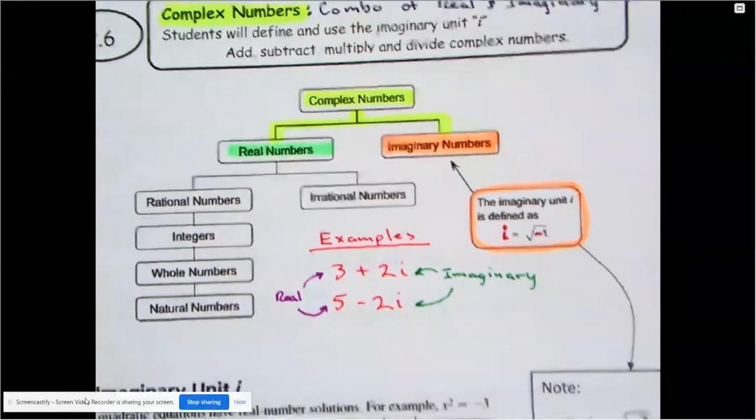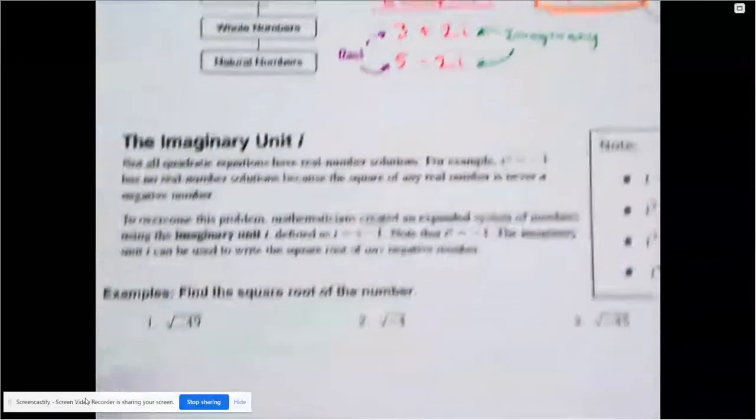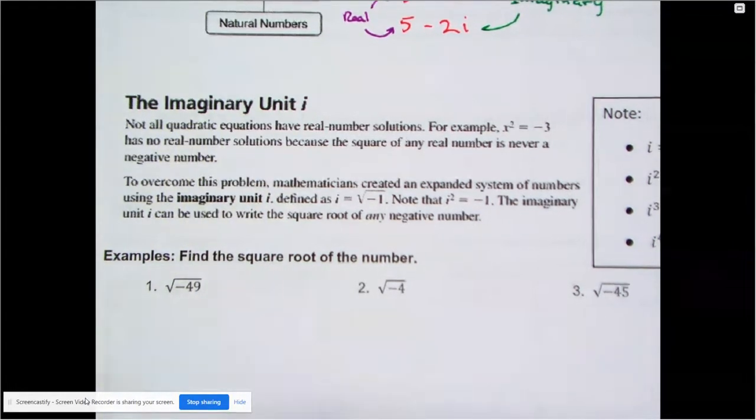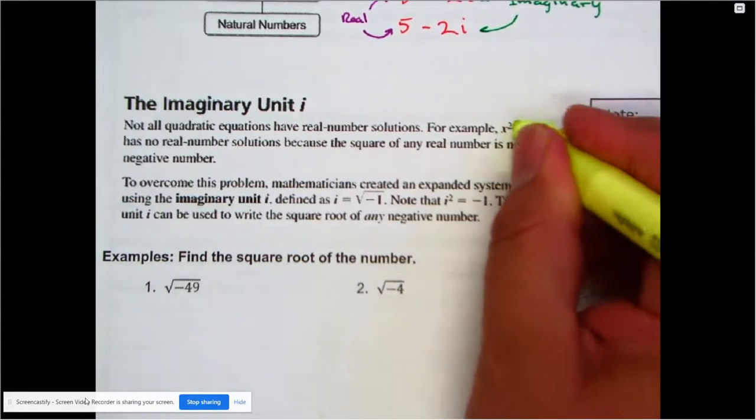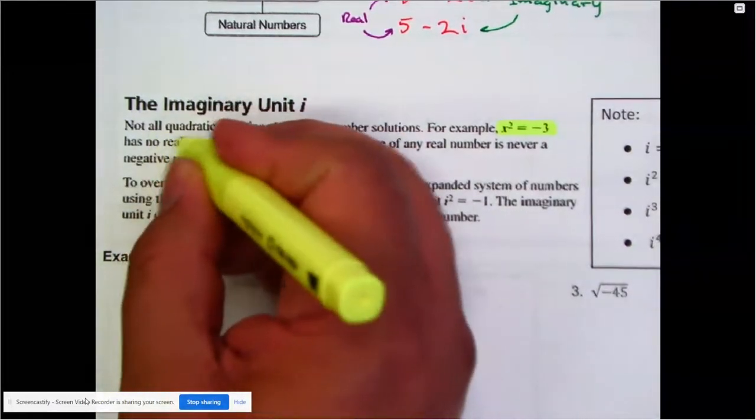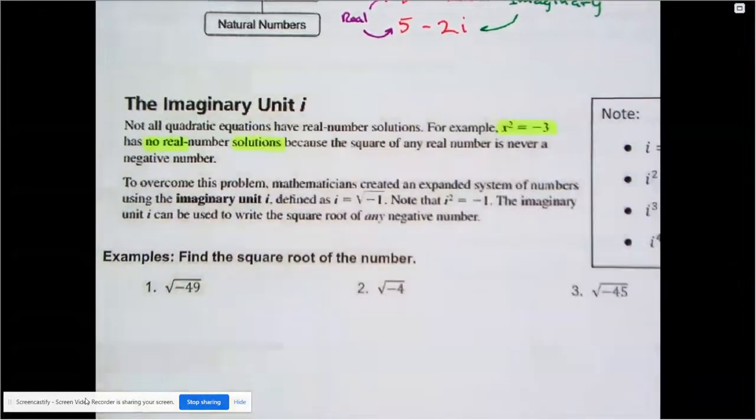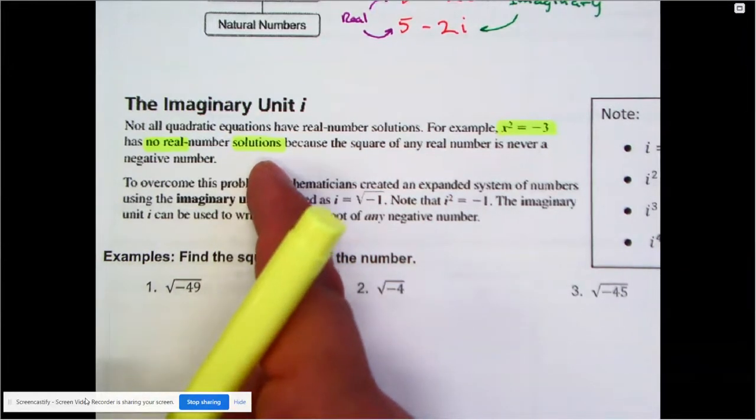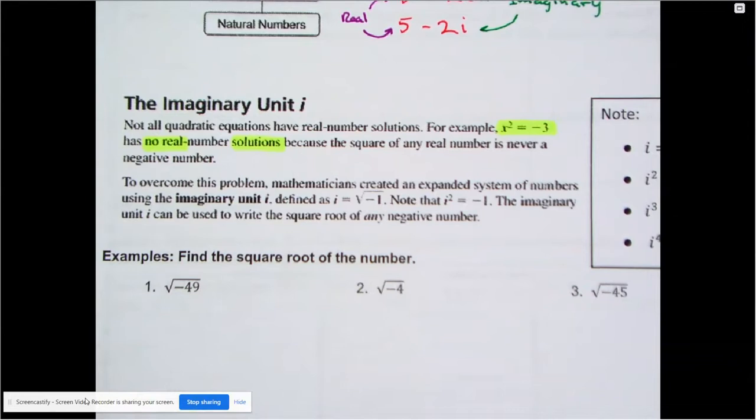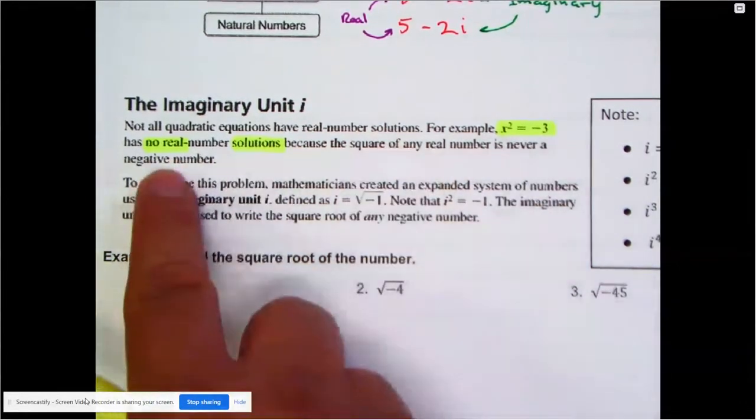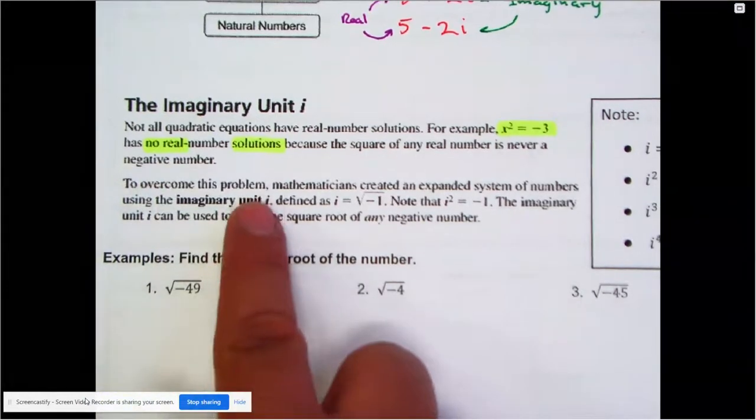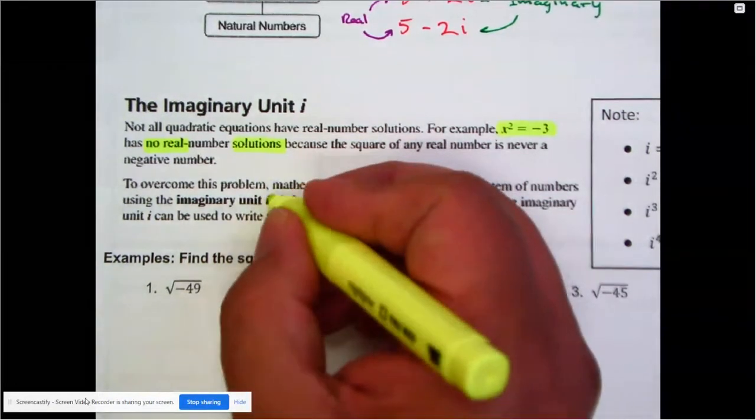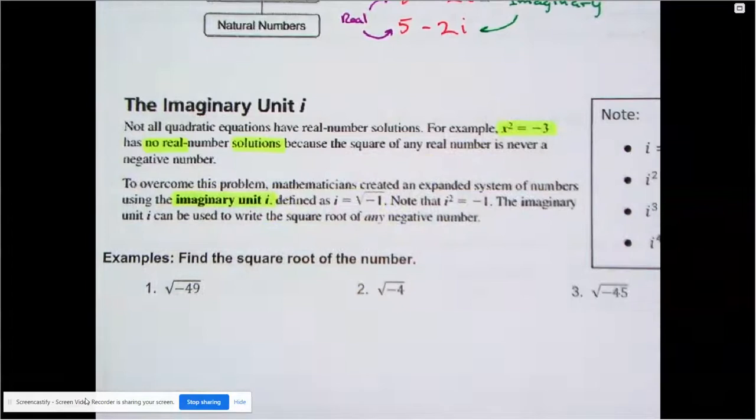Now, there are a couple things that they do mention here that we should mention. They're a little noteworthy. So it says, not all quadratic equations have real number solutions. For example, x squared is equal to negative 3 has no real solution. This is what we kind of saw the other day in our notes, where we took a square root of a negative value and we said, hey, that's not possible. So we just said no real solution. And it's because the square root of any real number is never a negative. But to overcome this problem, mathematicians created an expanded system of numbers using the imaginary unit i.